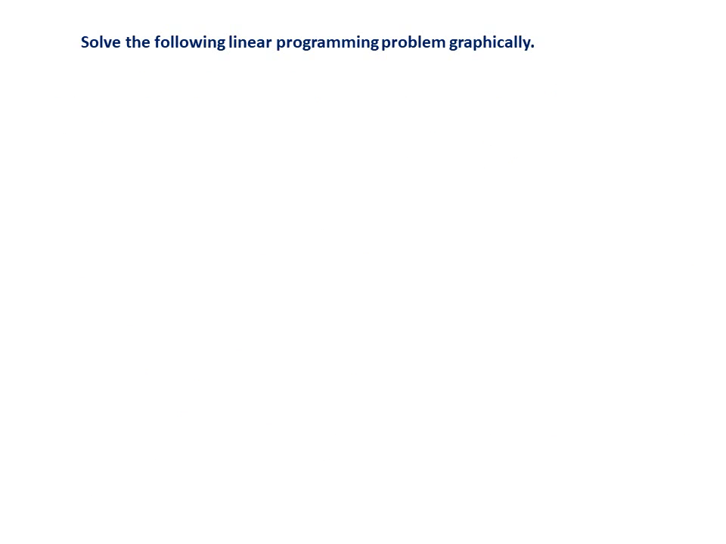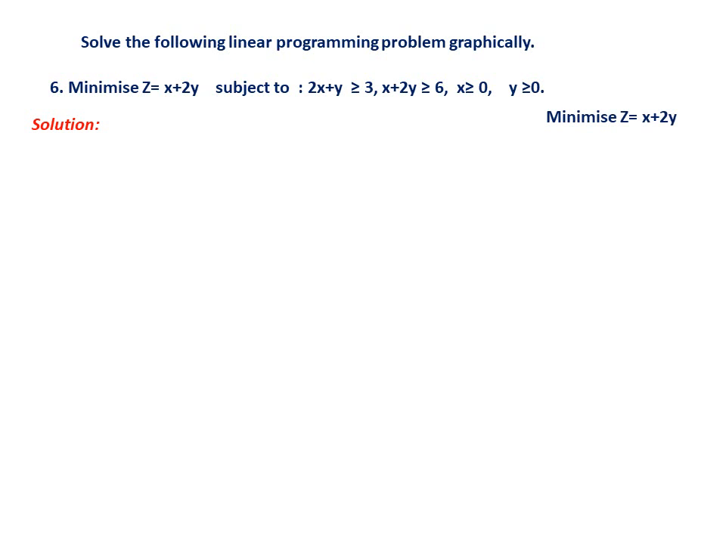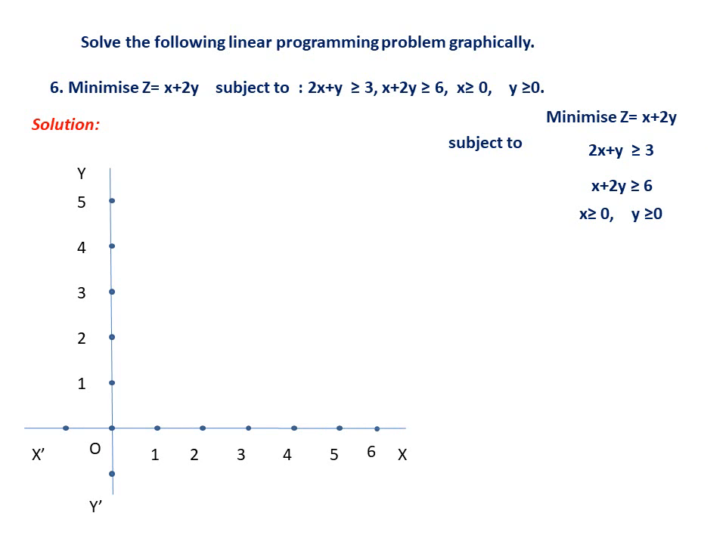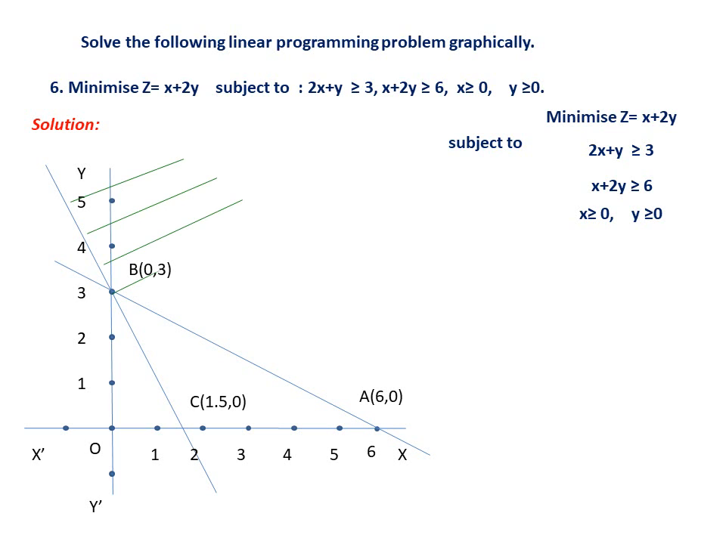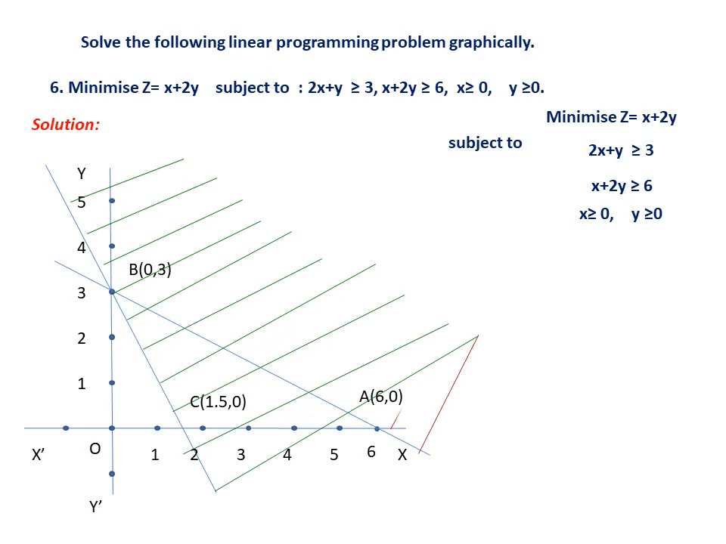Next one, solve the following. See, sixth question, minimize z equal to x plus 2y subject to 2x plus y more than or equal to 3, x plus 2y more than or equal to 6. So this is a question where the more than inequality is there. This is the given thing. So draw the graph first. See like this. Now you have to shade the region. Since it is more than, the graph is like this. Like this. And the second one is like this.